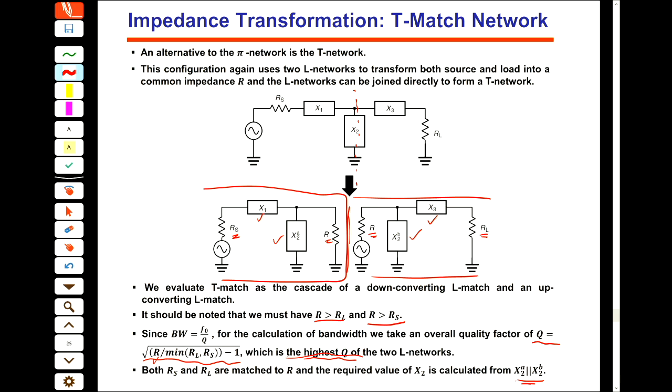So we have one Q which is 20, another Q which is 14. The combination of these two circuits gives you a Q factor of, I don't know, 19, for example. But it is definitely less than 20, and the bandwidth is definitely higher than 5 megahertz.